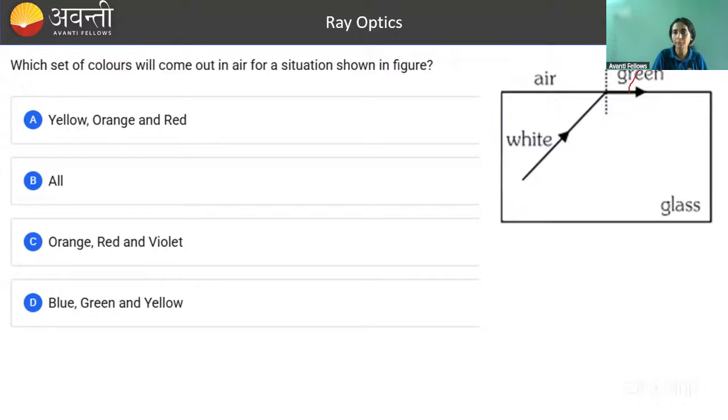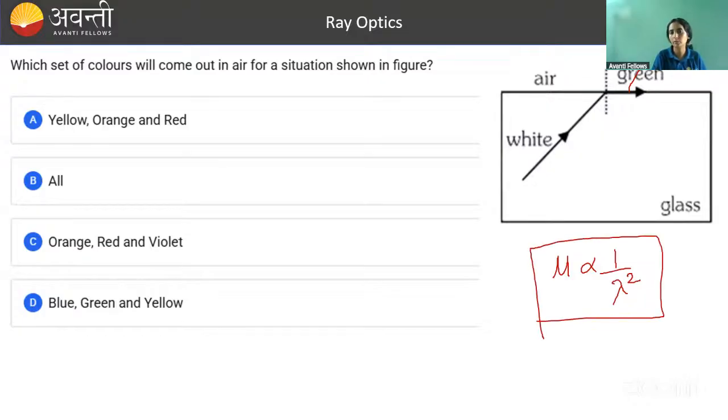For green light, we are getting this case, right? And you already know how refractive index depends on the wavelength. Refractive index is proportional to 1 by lambda square. This is also called Cauchy's formula. If you solve this question, for green light we are getting a critical angle situation. So for green light, this angle is the critical angle.